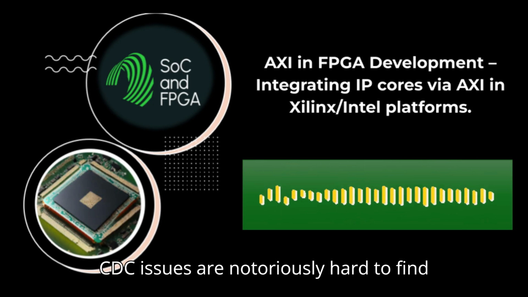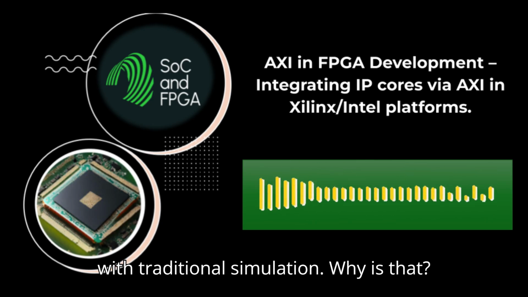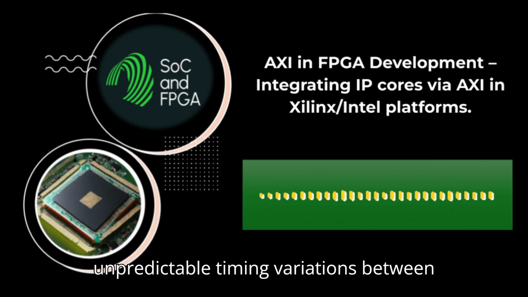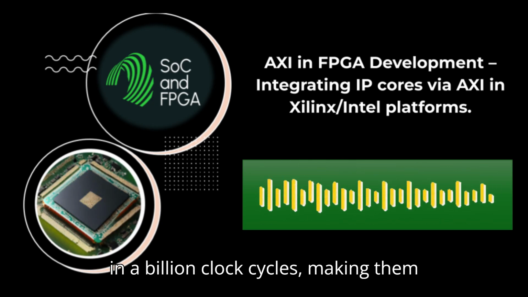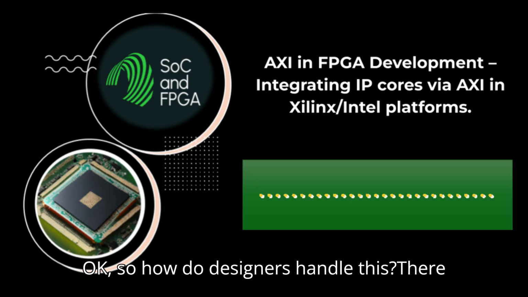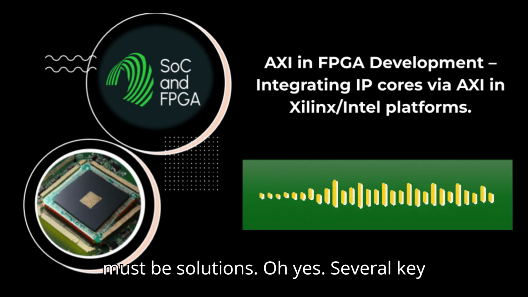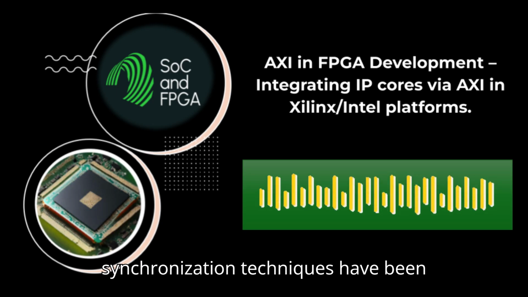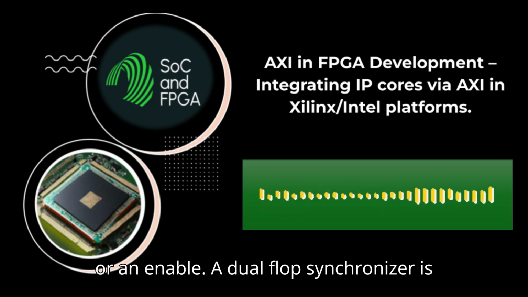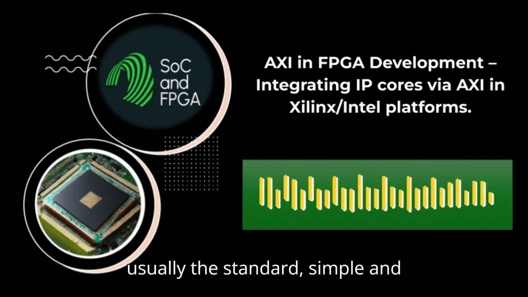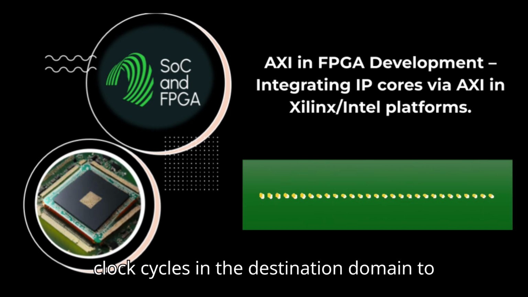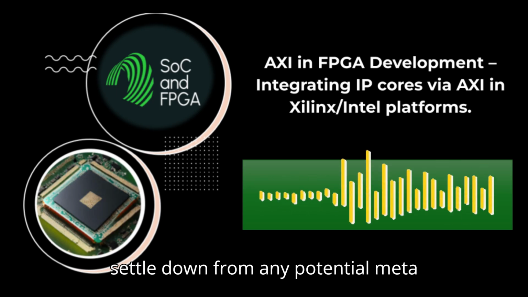And these CDC issues are notoriously hard to find with traditional simulation. Why is that? Because they often depend on very rare, unpredictable timing variations between the clocks. They might only happen once in a billion clock cycles, making them nearly impossible to catch in simulation runs. They're intermittent nightmares. Okay, so how do designers handle this? There must be solutions. Oh yes, several key synchronization techniques have been developed over the years. For simple single-bit control signals, like a reset or an enable, a dual-flop synchronizer is usually the standard, simple, and effective solution. It gives the signal 2 clock cycles in the destination domain to settle down from any potential metastability.